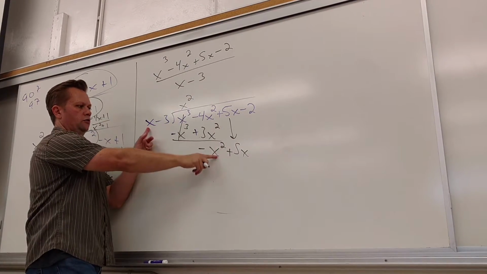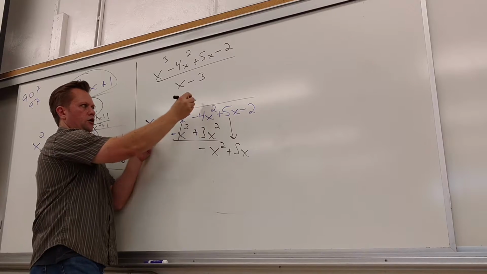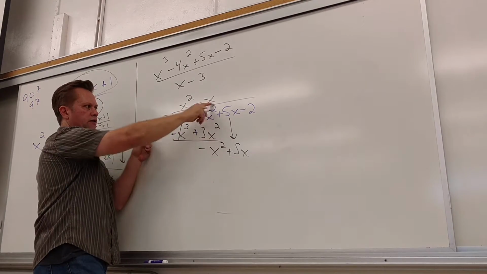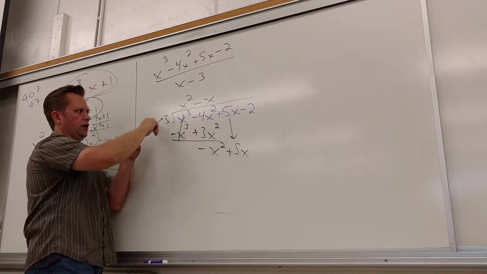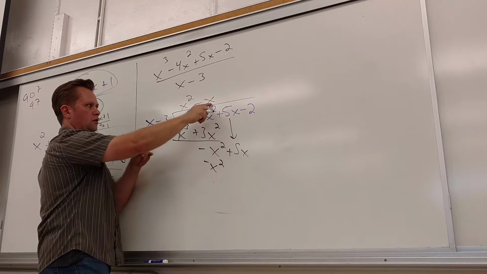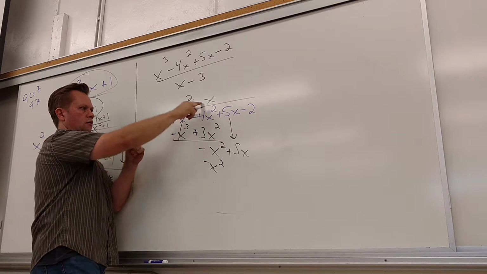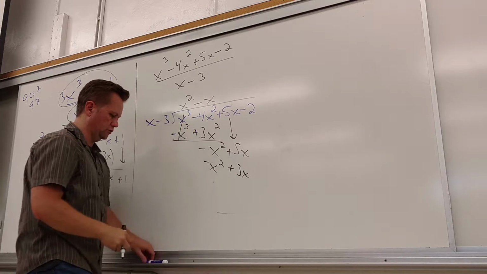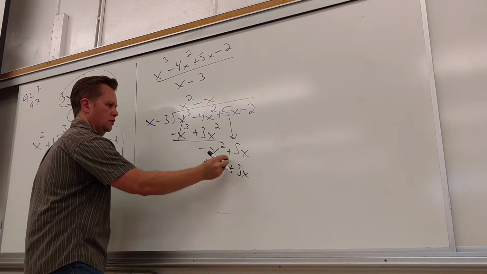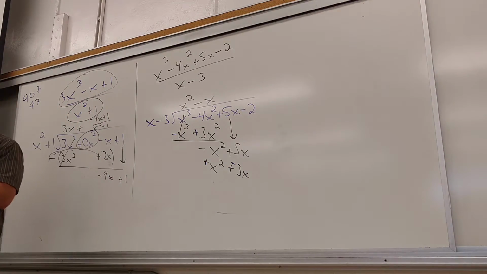x times what? What do I put here? Negative x. Good. Negative to make a negative, x to get one more x. So I get negative x squared plus 3x. I like it. And then you change the sign. Change the sign.